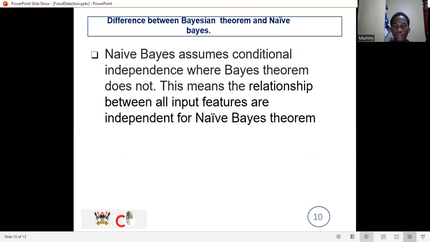The difference between Bayesian theorem and naive Bayes. As I said, naive Bayes is like a part of the Bayes theorem, but however, it is biased and it is conditioned that the events are independent, the features are independent. This means the relationship between all input features are independent for naive Bayes, which isn't the case for Bayes theorem, where features are not independent. In other words, they are dependent.